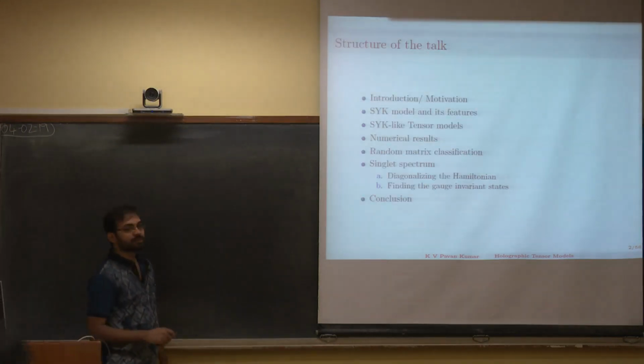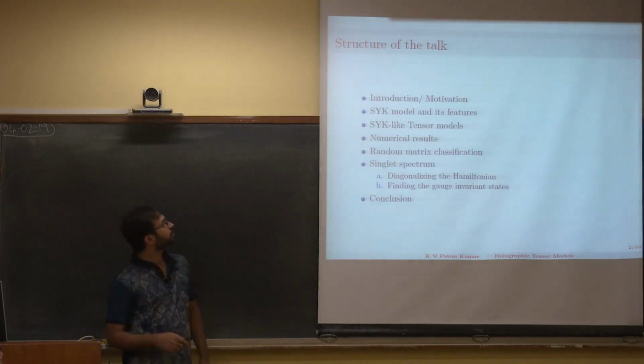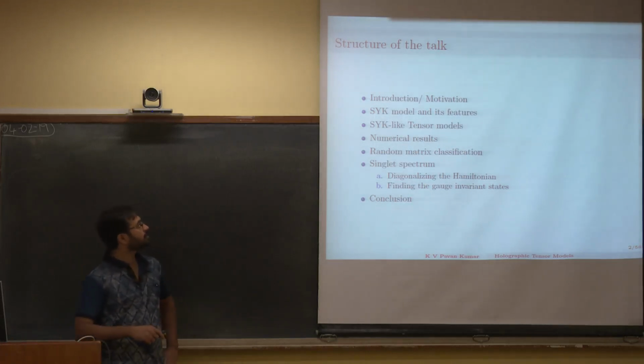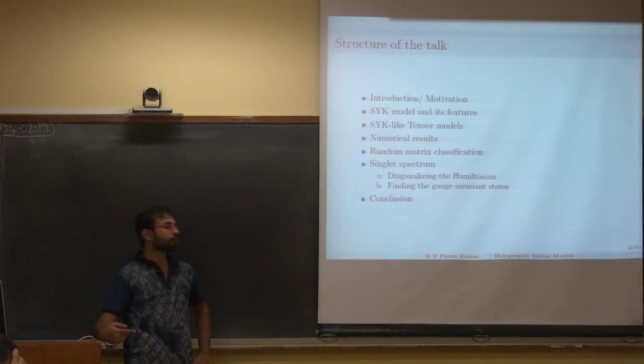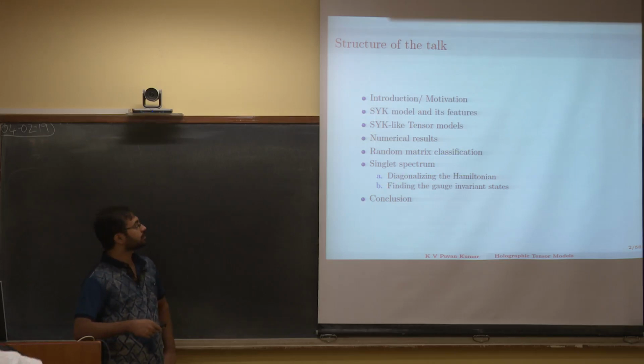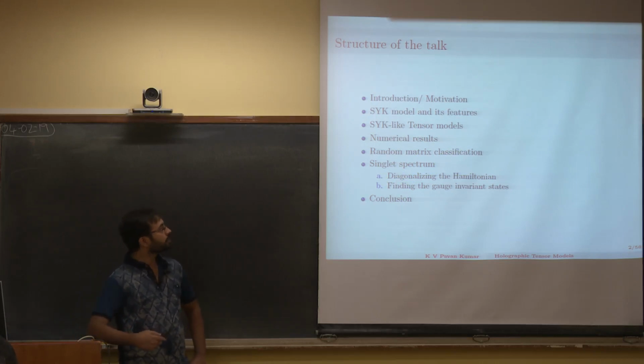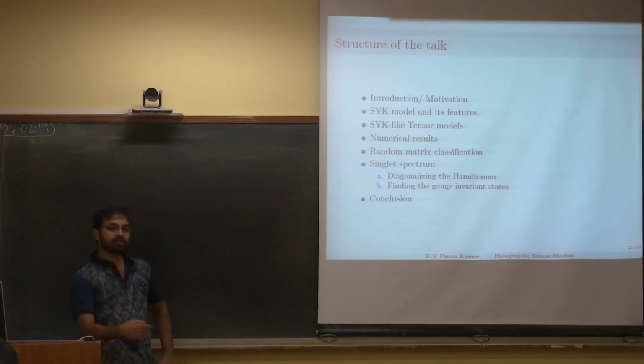This is the structure of the talk. I first introduce these SYK-like tensor models, and then briefly discuss some numerical results, followed by some random matrix classification. Then I'll go to the main part of the talk, which is to find the singlet spectrum. We propose a way to find it in 2 steps. First we diagonalize the Hamiltonian and find its eigenstates and eigenvalues. Then we see which combinations of the eigenstates lead to gauge invariant states. And then I'll conclude with some future directions.